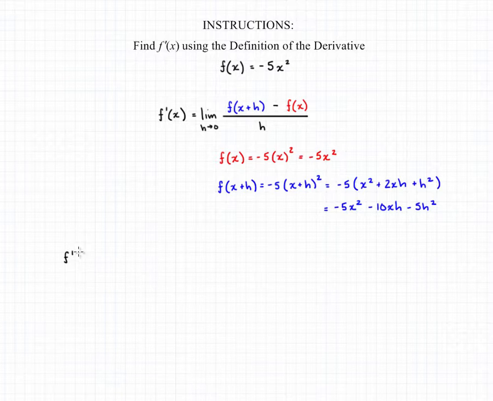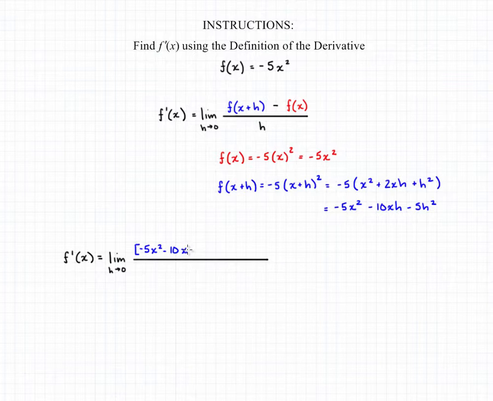So now we can substitute those into our formula. We'll have the limit as h approaches 0. And now in place of f of x plus h, we're going to put negative 5x squared minus 10xh minus 5h squared. And in place of f of x, we're going to put negative 5x squared. And it's important that we put these in parentheses or brackets because we're subtracting them. We don't want to forget to distribute a negative.